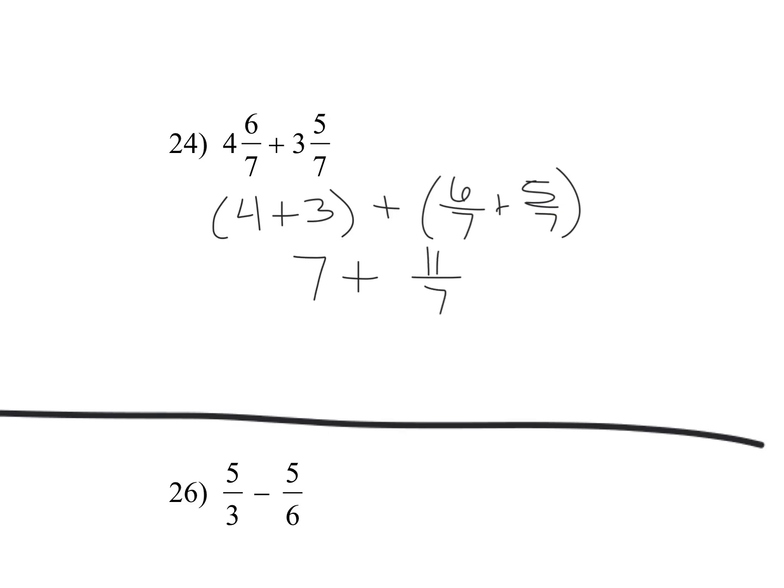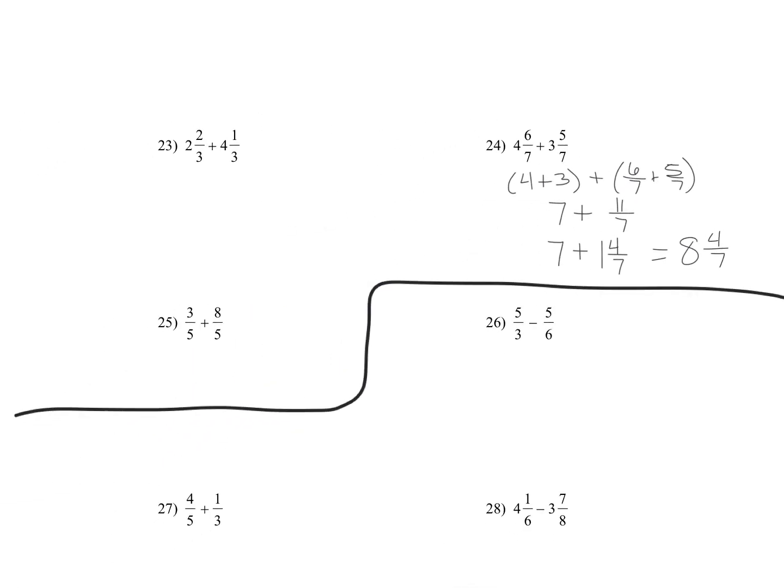11/7. Can I leave 11 over 7 like that? No. What do I turn it into? 1 and 4/7. Can I leave my answer like this? No. You got to make it 1. What's my final answer? 8 and 4/7. Awesome. 8 and 4/7.